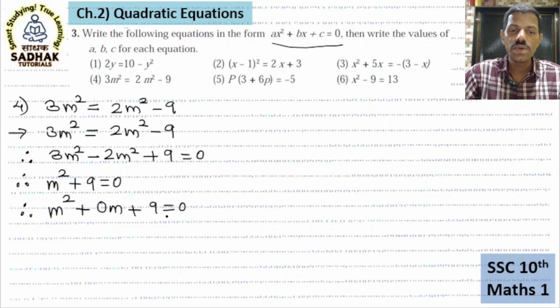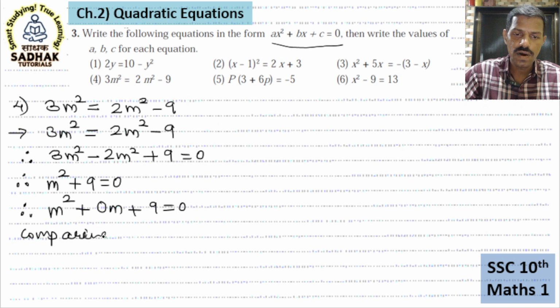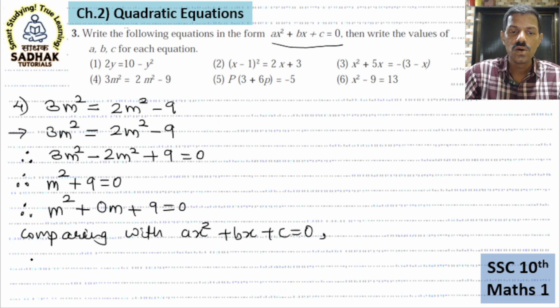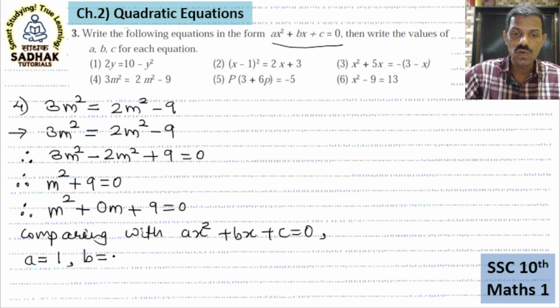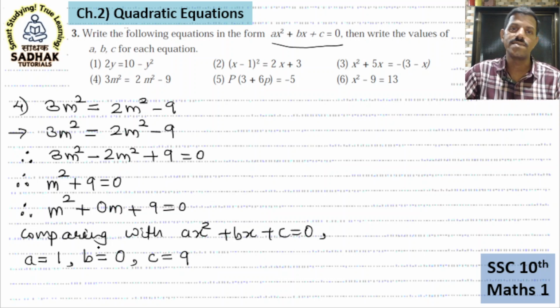Right, so now this has become the standard form. Now let us compare this with our standard form, our general form, comparing with ax square plus bx plus c is equal to 0. Okay, so what do we get? We get a is equal to 1, b is equal to 0 and c is equal to 9. Okay, that is our answer.